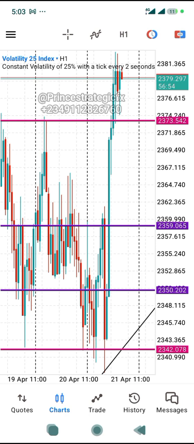Now this has absolutely nothing to do with indicators, and this is not beginner friendly, right? It is not beginner friendly. At least you should have a basic knowledge of trading or a basic knowledge of trading synthetic indices.